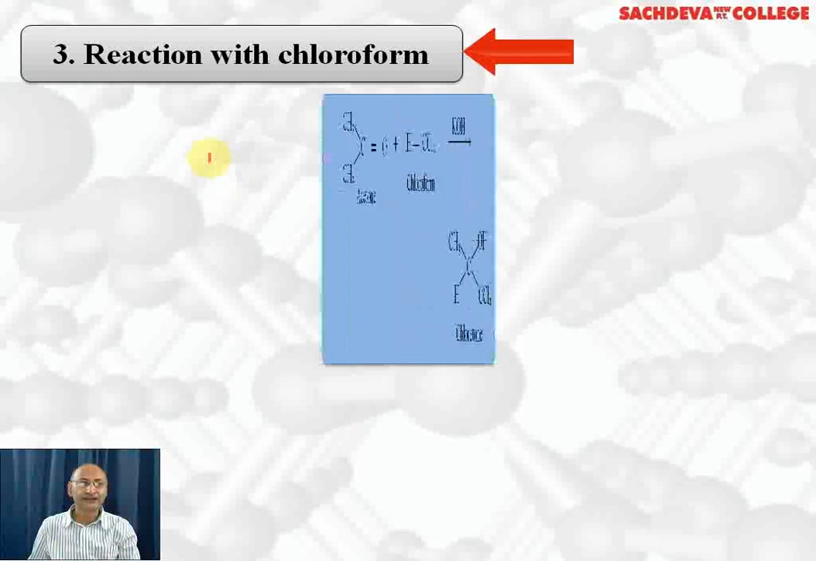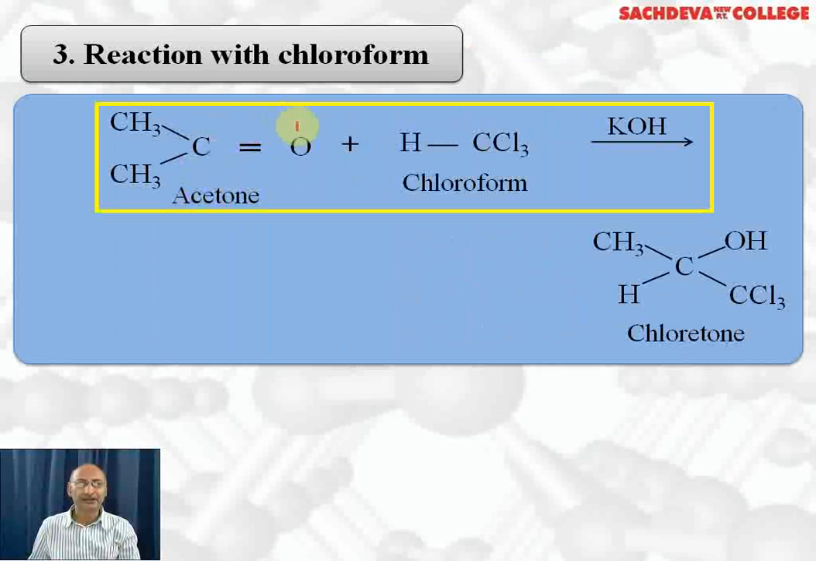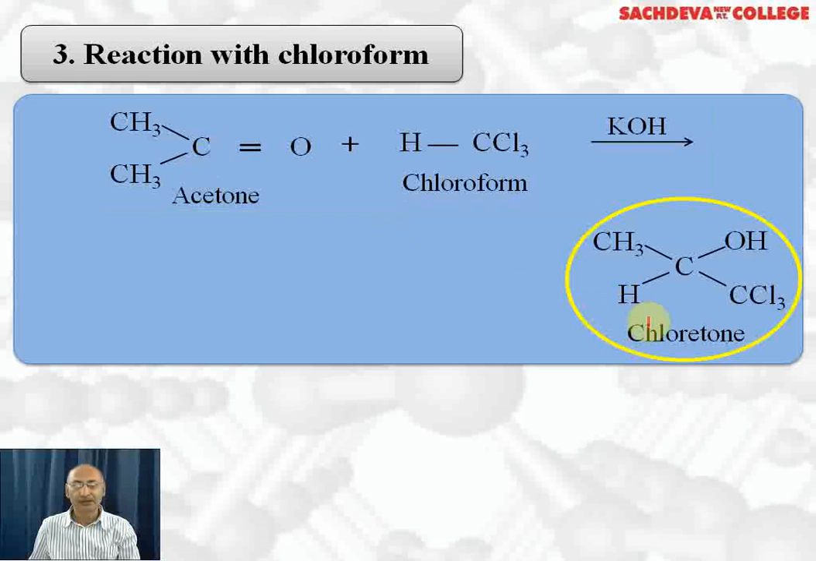Next, we are taking reaction of chloroform with acetone. Acetone is polar in nature. This bond will get polarized. Oxygen is negative, will pick up H positive ion from chloroform. CCl3 negative will attack the carbonyl carbon. We will get chloretone. Chloretone is a hypnotic, which is used in sleep-inducing drugs.